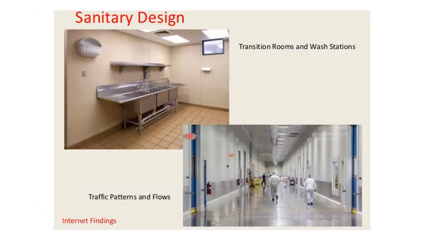So this is again in continuation to sanitary design for the dairy plant. We can see that transition rooms and wash stations, which are hygienically placed with proper flooring and walls. And at the bottom, we can see the traffic patterns and flows where there should be proper distance and space for movement of the working people.